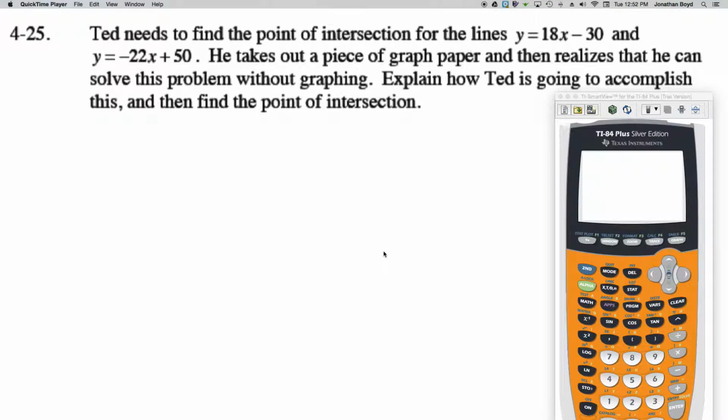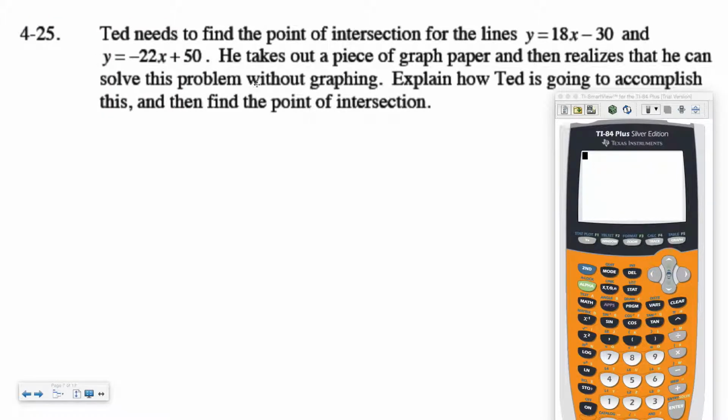4-25. Ted needs to find the point of intersection for the lines y equals 18x minus 30 and y equals negative 22x plus 50. He takes out a piece of graph paper and then he realizes that he can solve this problem without graphing. Explain how Ted is going to accomplish this. Then find the point of intersection.